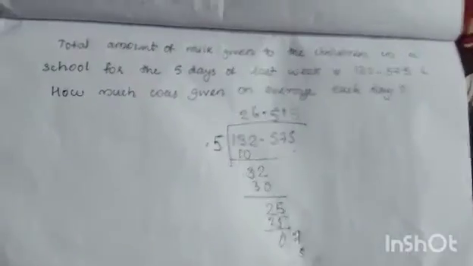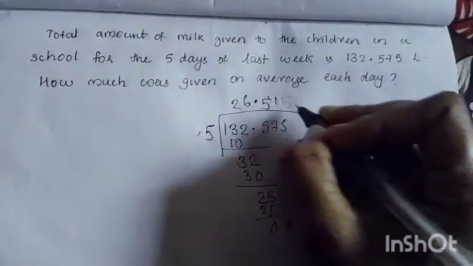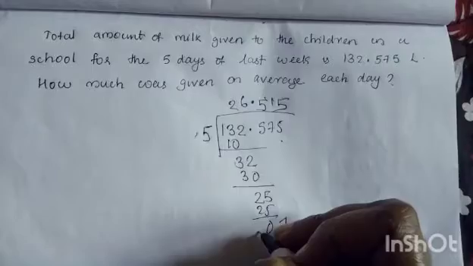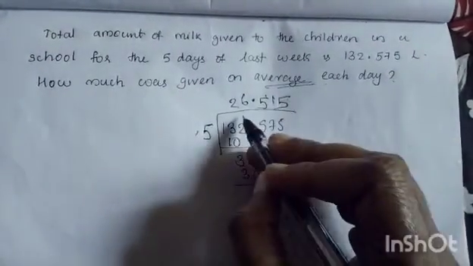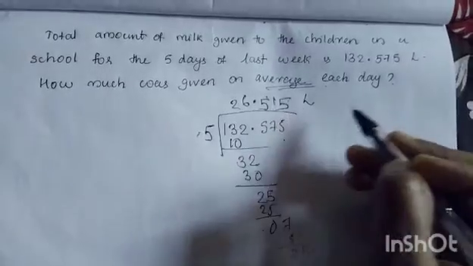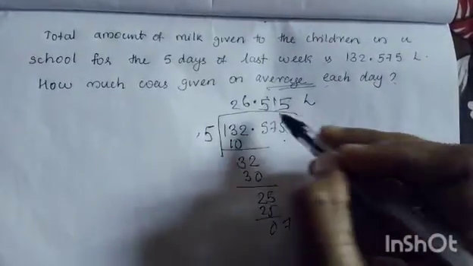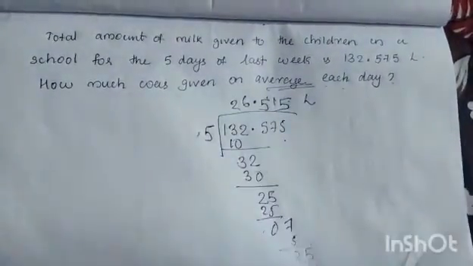So the answer is 26.515. Okay, this is the average for each day. 26.515 liters of milk is needed on average for each day.